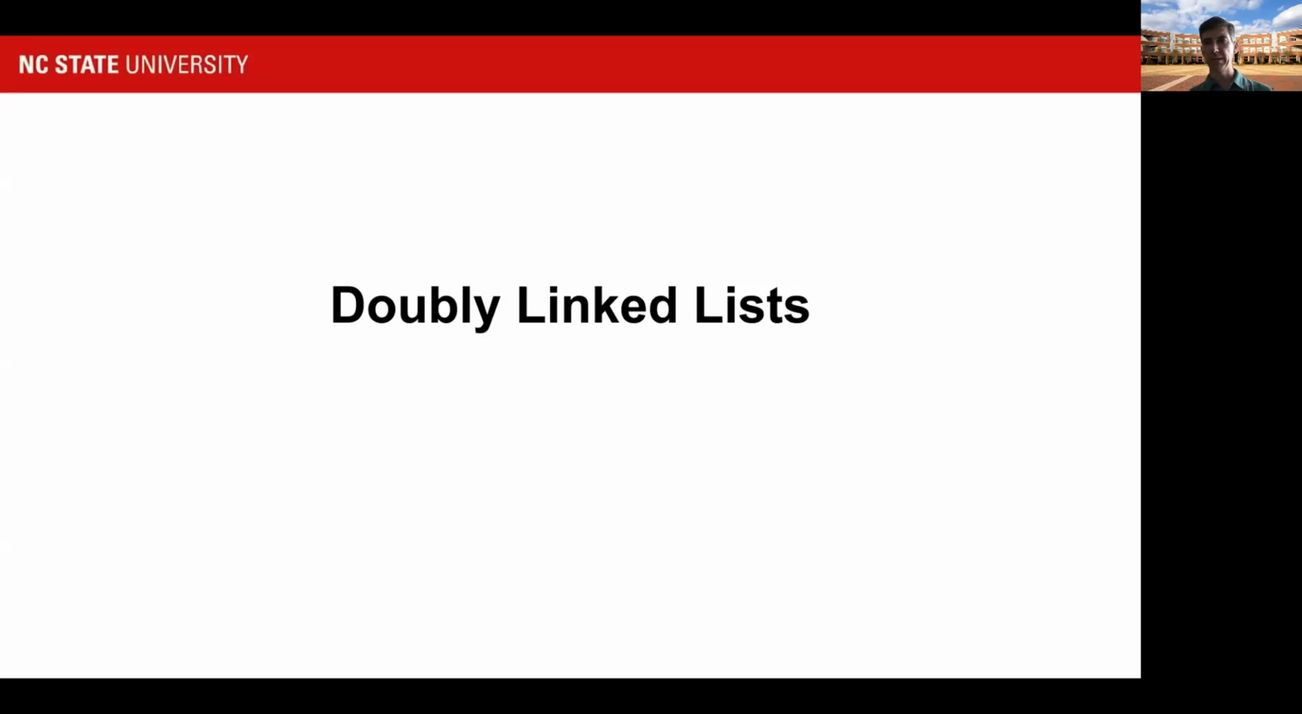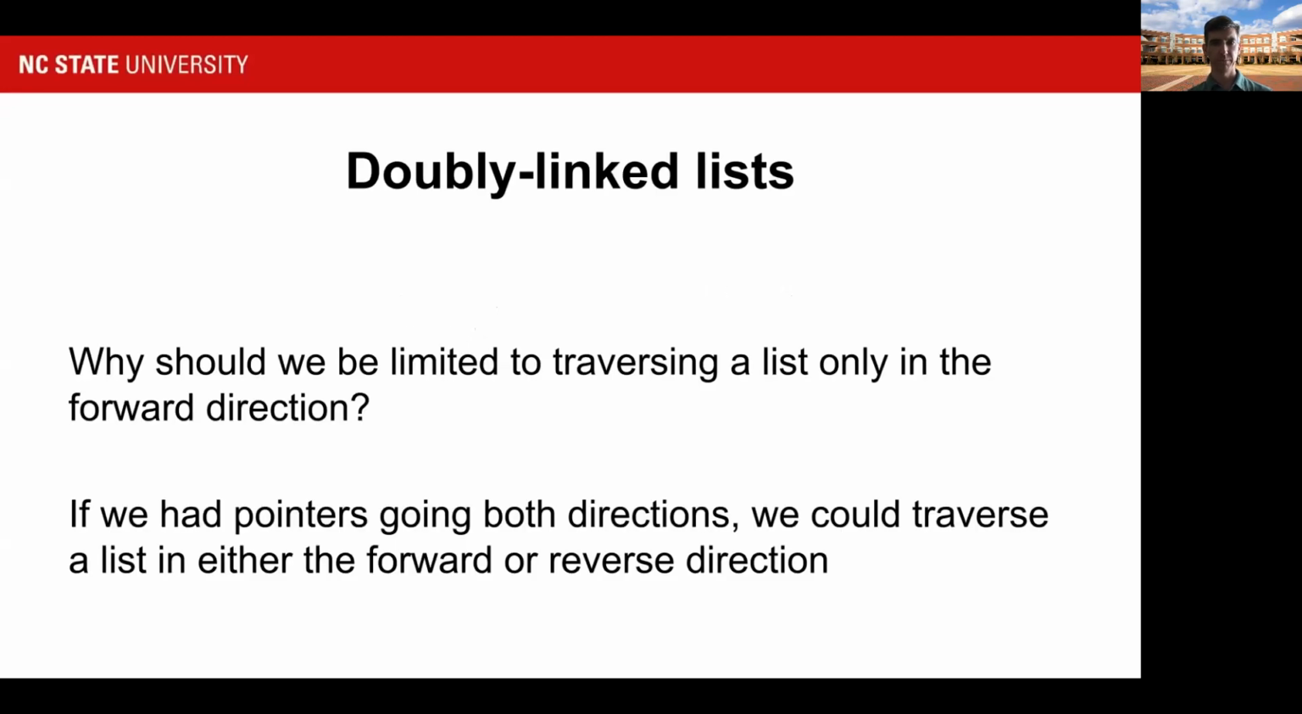Okay, so we've looked at singly linked lists, and now we're going to talk a little bit about doubly linked lists. The motivation of a doubly linked list is really getting at a question we asked in one of our prior videos: why should we be limited to traversing the list only in the forward direction? And is it possible to traverse a list in the backward direction?